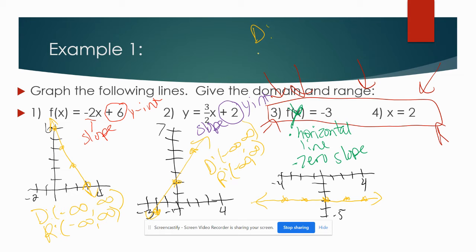It also affects our domain and range. So for domain, on the left side, I still have an arrow going to the left. On the right side, I still have an arrow going to the right. So we have -infinity to infinity. Our range, however, we don't have any arrows going up or down. All we have is -3. That's all that y is. And so we have a brace, -3, for our range.